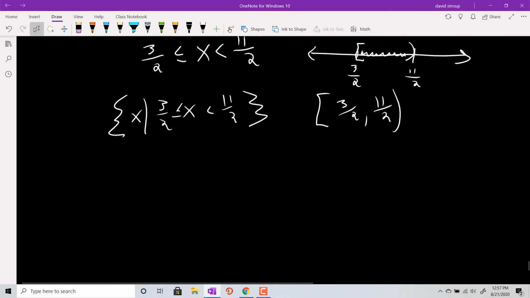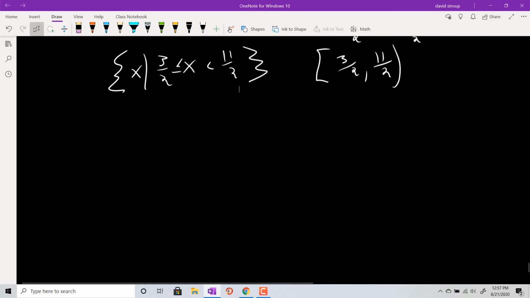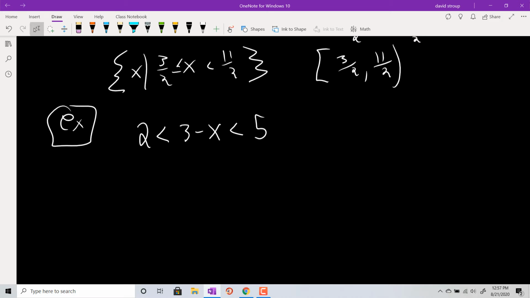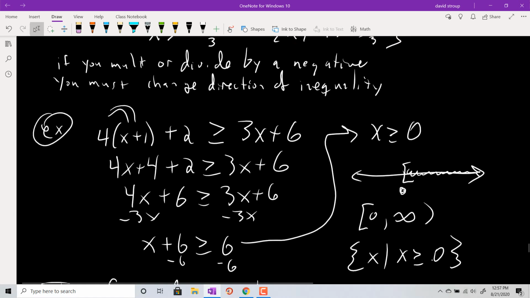It can be weird when you have a negative in between. So another example, maybe you have 2 less than 3 minus x less than 5. Okay. And you subtract 3. And then you get scared, right? What the heck do I do now? Because we have that technicality: if you multiply or divide by a negative, you have to change the direction of the inequality.